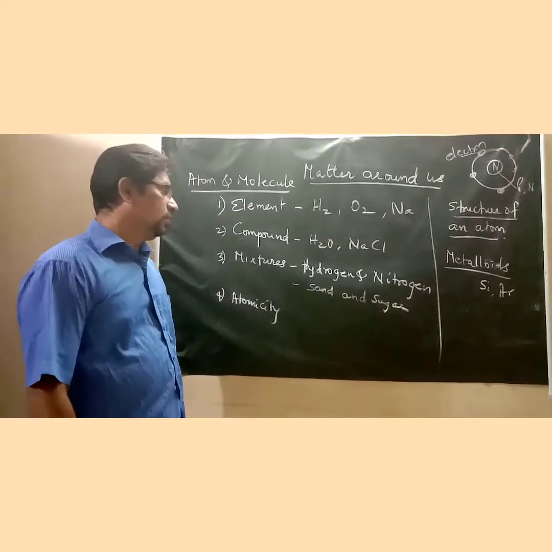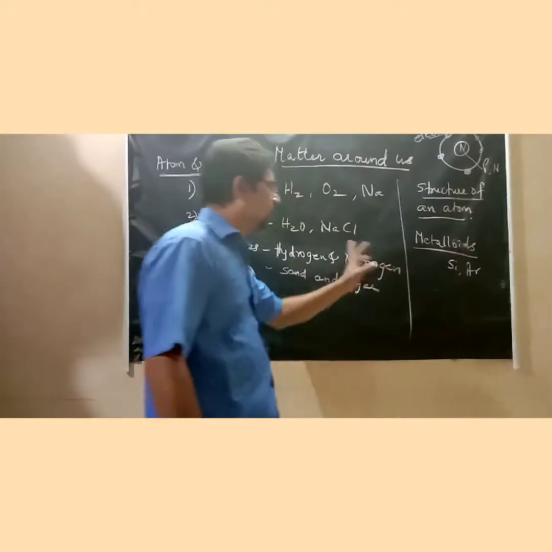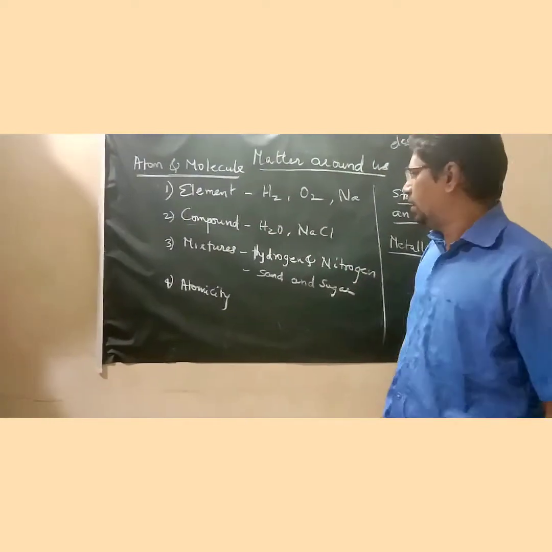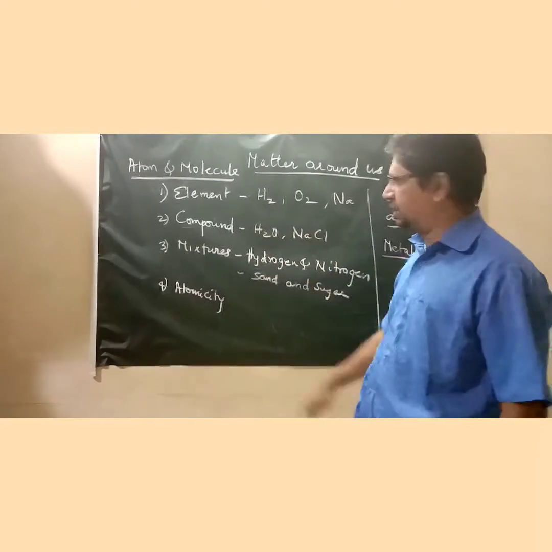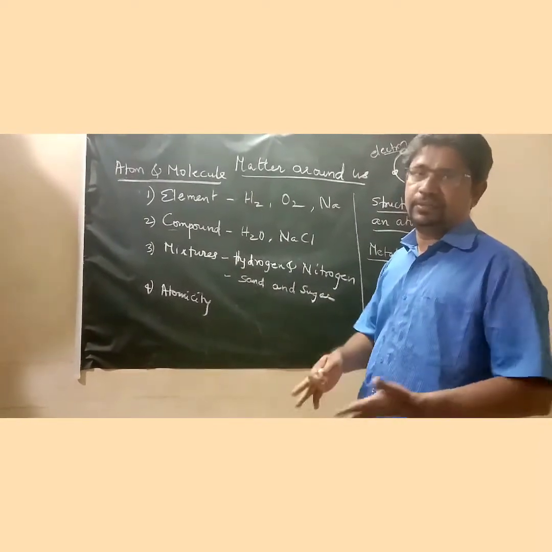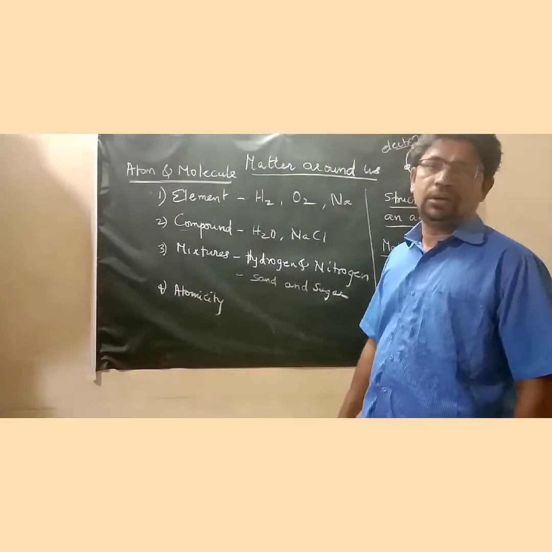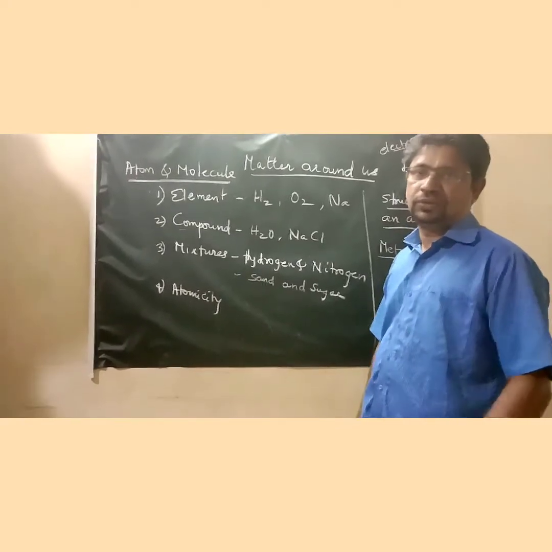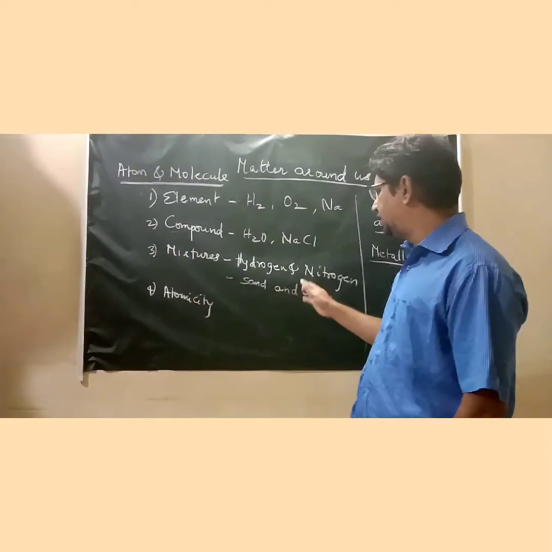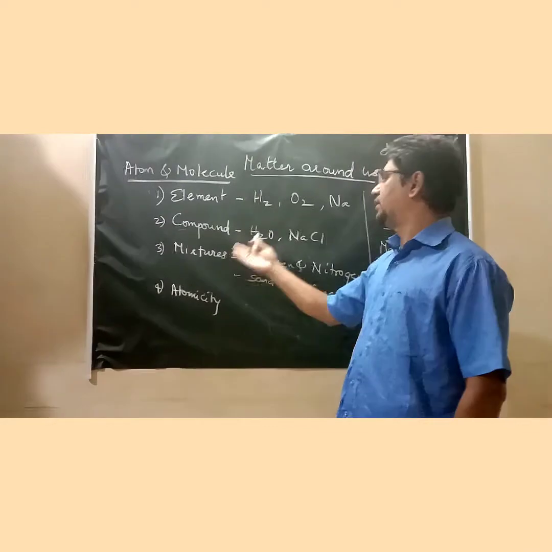So what is meant by mixture? A mixture again is a combination of two or more elements. But what is the difference between a compound and a mixture? In a compound we get an entirely new substance, but in a mixture we don't get an entirely new substance. It is just a mixture. For example, sand and sugar. For example, lime juice. Lime is mixed with water to get lime juice. Likewise, if it doesn't get a new substance, then we say it is a mixture.